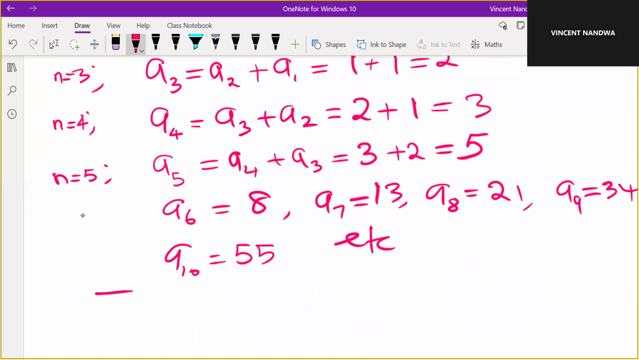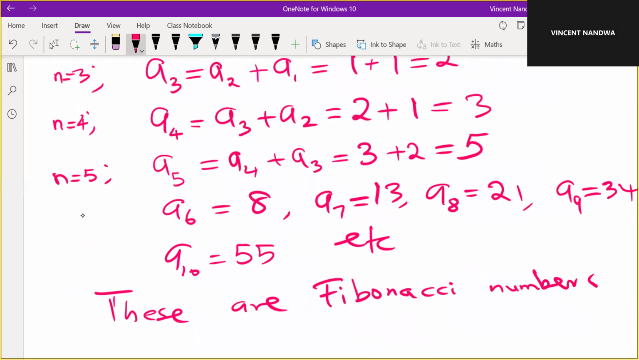So these are Fibonacci numbers. If you are doing ICT, Fibonacci numbers is not a new thing. So this recurrence relation a_n equals a_{n-1} plus a_{n-2} with a_0 is 0, a_1 is 1, generates numbers we call the Fibonacci numbers or Fibonacci sequence. So that is so.